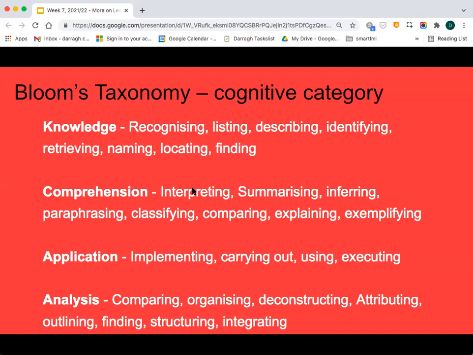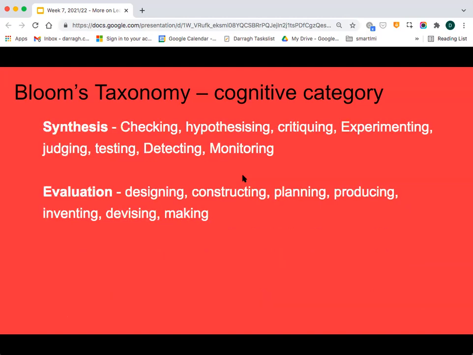If you're talking about comprehension, you're talking about students being able to interpret something, summarize something, paraphrase something or explain something. If you're talking about application, you're talking about them implementing something, using something. Analysis, you're talking about them comparing something, outlining something or attributing something. If you're talking about synthesis, you're talking about them critiquing or judging or testing something. And if you're talking about evaluation, you're talking about them designing or constructing or producing or making something.